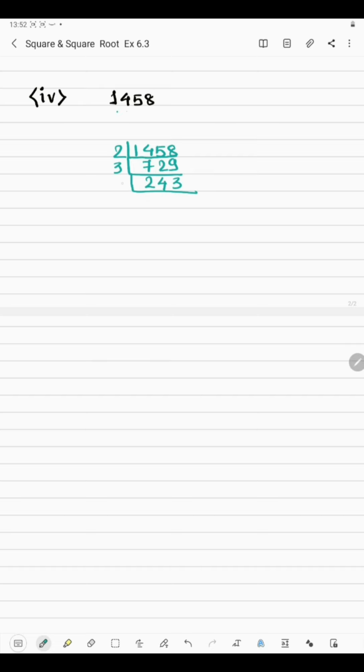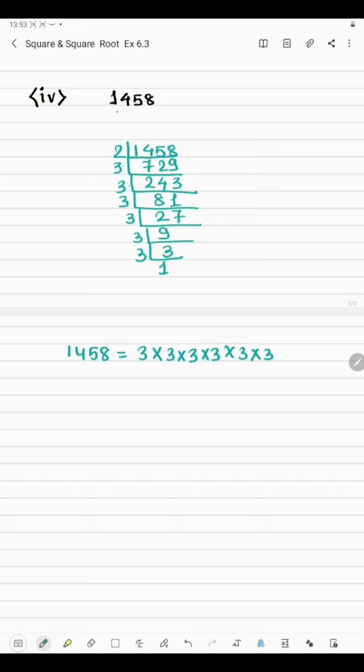Again it will be divisible by 3. So 3 eights are 24, 3 ones are 3. Now 3 twos are 6, 3 sevens are 21, 3 nines are 27. Then 3 threes are 9. Then 3 ones are 3. So what we have seen is that the factors of 1458: how many 3s? 1 2 3 4 5 6, a total of 6 threes, and we have one 2.